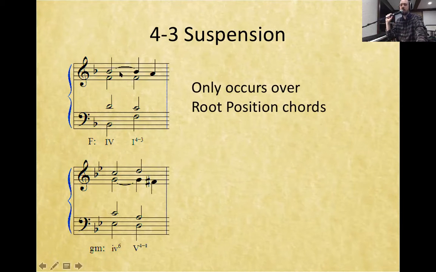And so if we look, we've got B flat here being held over. The original motion for this, right, was B flat to A, right? So if we didn't have a suspension, this would go ba da, da, da, right? And F, this second chord, is root position. So we can do a 4-3 suspension.